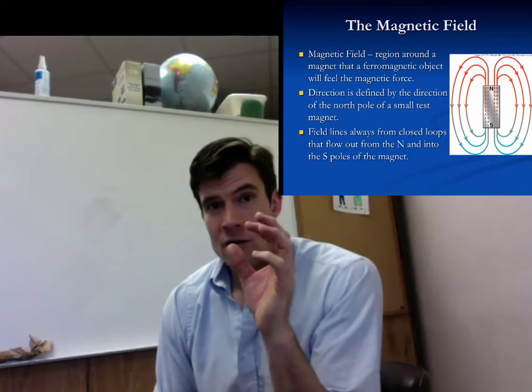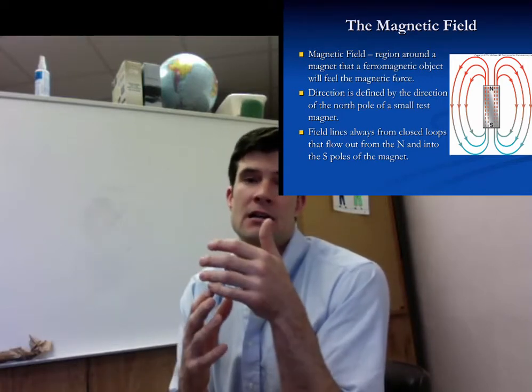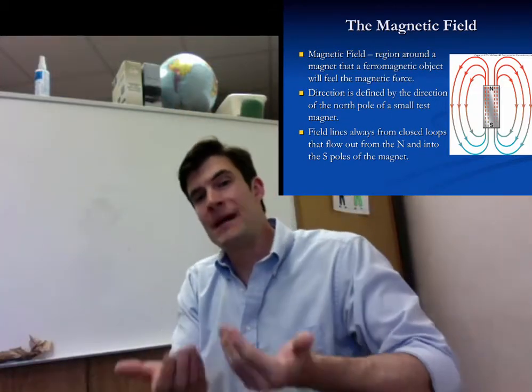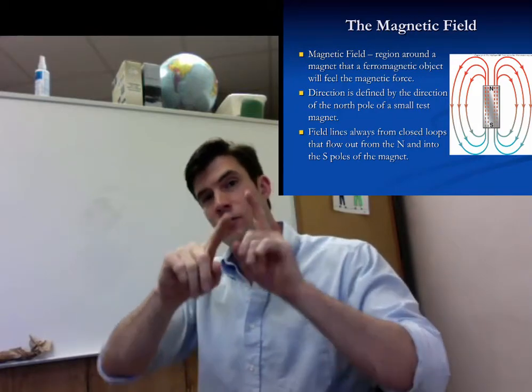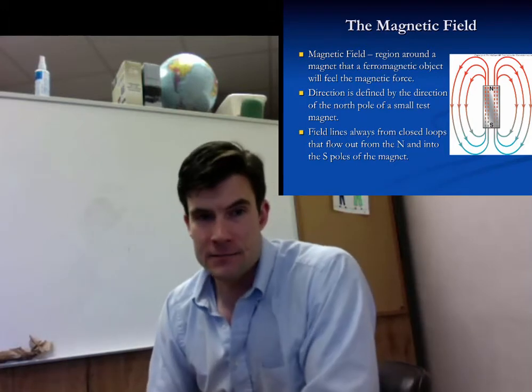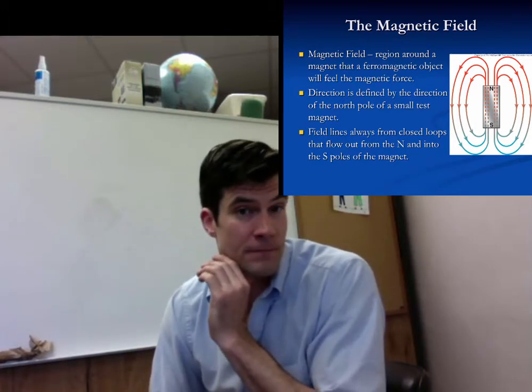Magnetic field lines always form closed loops. They do not have a beginning and an end. They radiate out from the North Pole around the magnet and back into the South Pole, but then they also run through the magnet, forming a closed loop. They do not have a beginning and end. So that's a key difference between the magnetic field and the electric field.